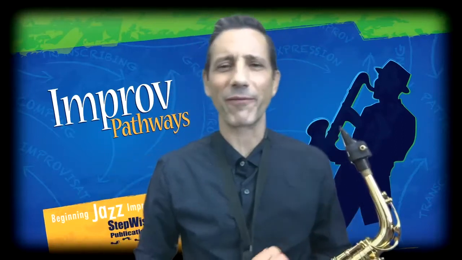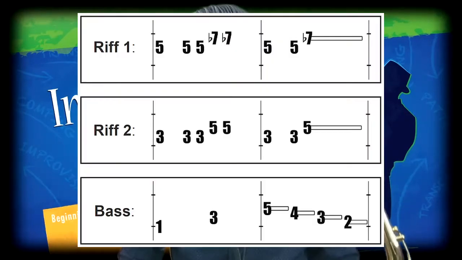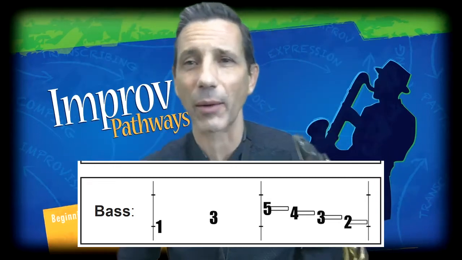Okay, now we're going to get to one of my favorite parts of this entire method, and that is the group improv exercises. So we're going to start with group improv 1, which just uses the notes of the 1 chord. And we're going to learn 3 basic riffs, but then we're going to improvise using those riffs. Okay, let's start with the bass line on the bottom. I like to start with that one. So the bass line is like this.